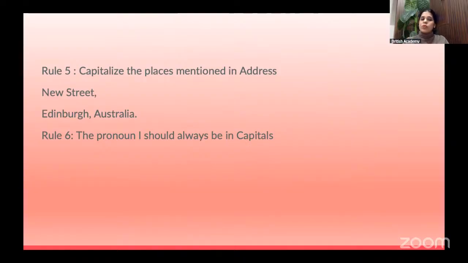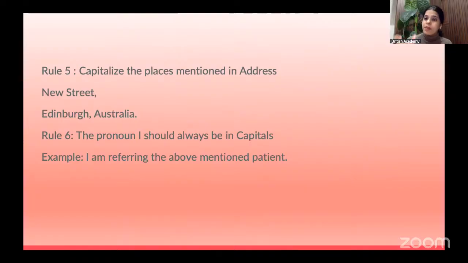Now, please don't get confused with the letter I. If the letter I appears somewhere, let's say when you're writing ice cream, it is not necessary that it be in capital. I'm talking about the pronoun I, which refers to you in person. When you're using the pronoun I, that always has to be in capital. For example, I am referring to the above-mentioned patient. Multiple times if you're using I, no matter where it comes in the sentence, I'll repeat this again, even if it comes in the middle of the sentence, it has to be in capital.